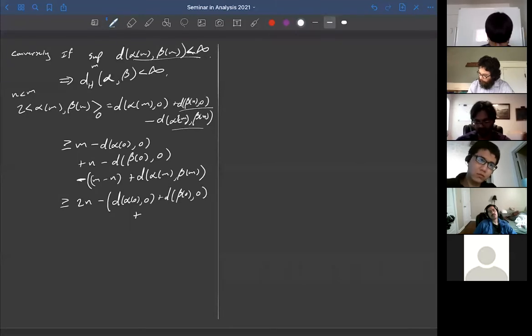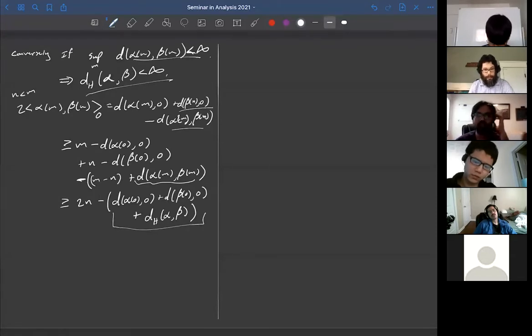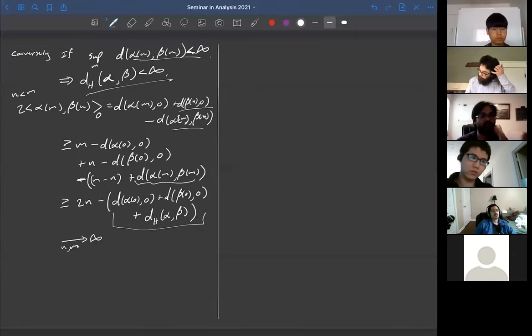And then here we have this condition, so this is less than or equal to the Hausdorff distance. So the negative of it is greater than or equal to minus the Hausdorff distance. Right, and now we see all of these are fixed, and as n goes to infinity, this goes to infinity. So this goes to infinity as n or m go to infinity, since we just required that m was larger than n. Okay, so that gives the other direction. So that finishes it.